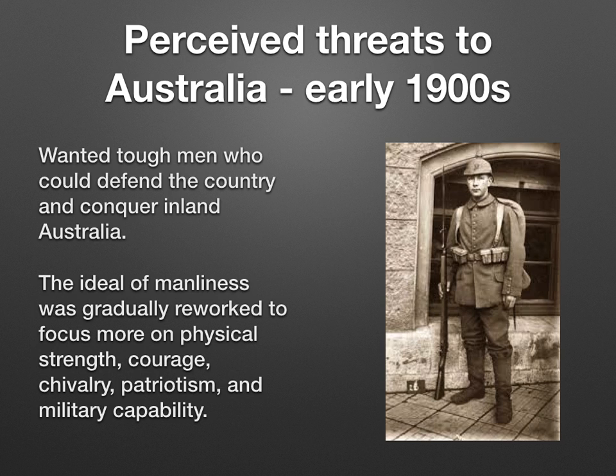In the early 1900s, there were perceived threats to Australia, things like the Boer War, and they wanted tough young men who could defend the country and conquer inland Australia. And so they reworked this idea of the suppressed manliness. They reworked that idea to focus more on physical strength, courage, chivalry, patriotism, and military capability.